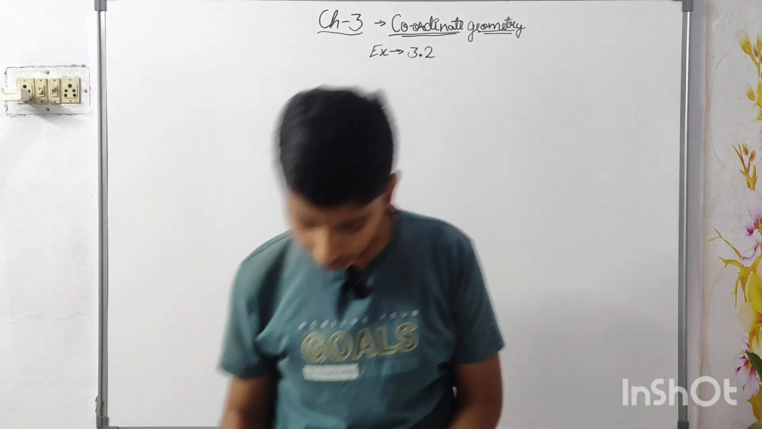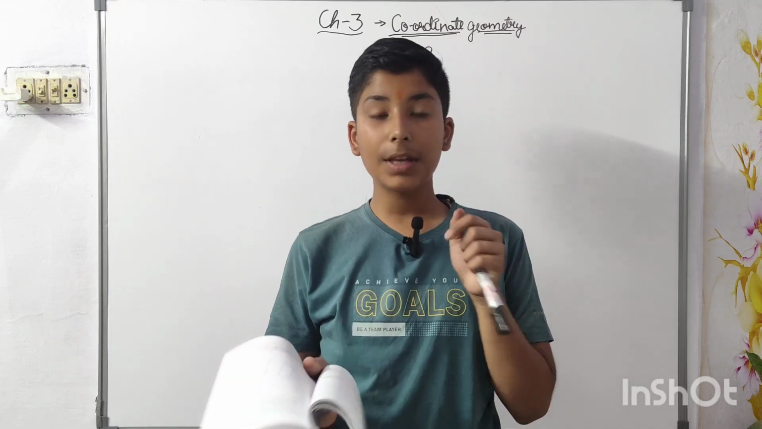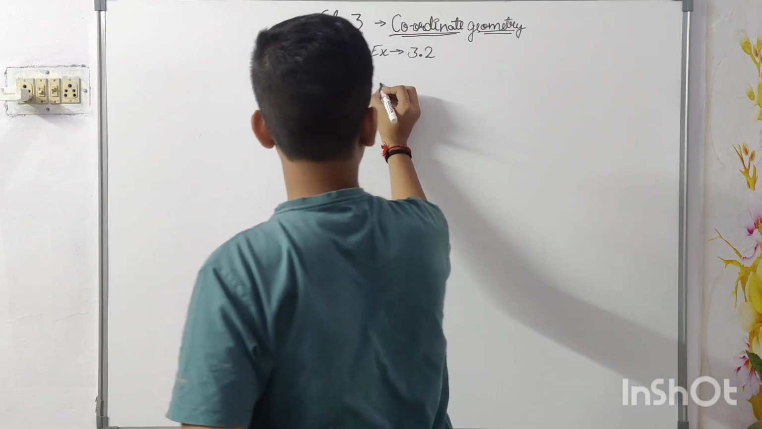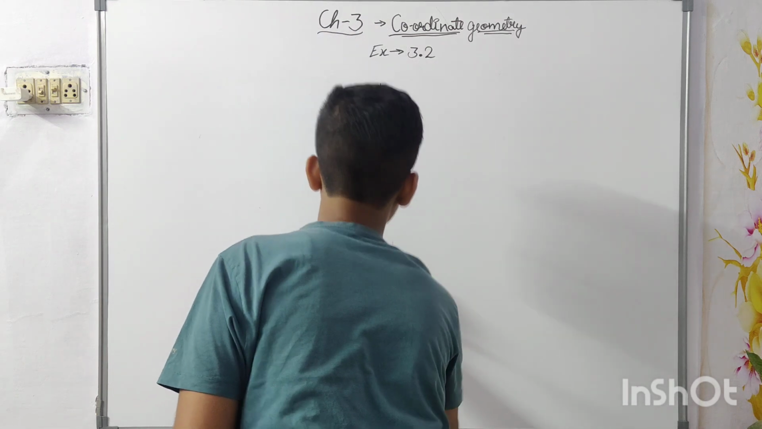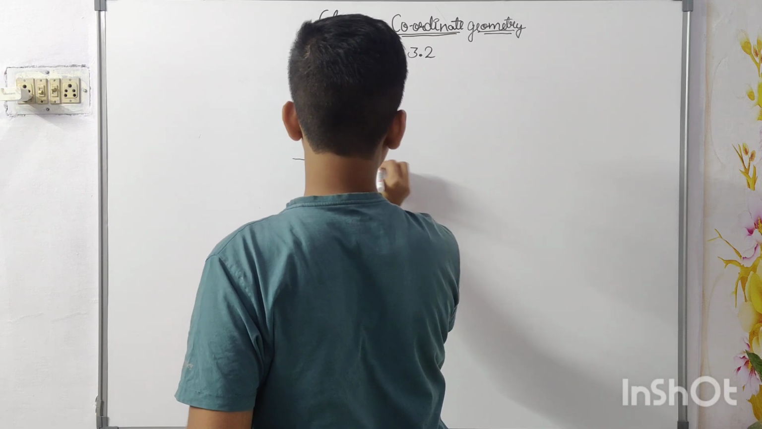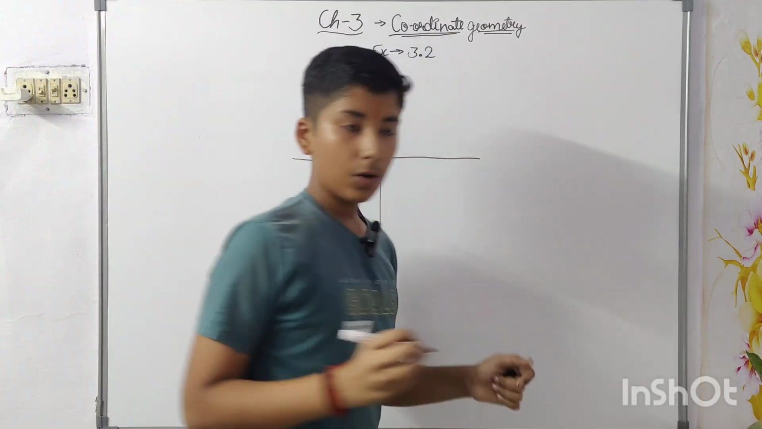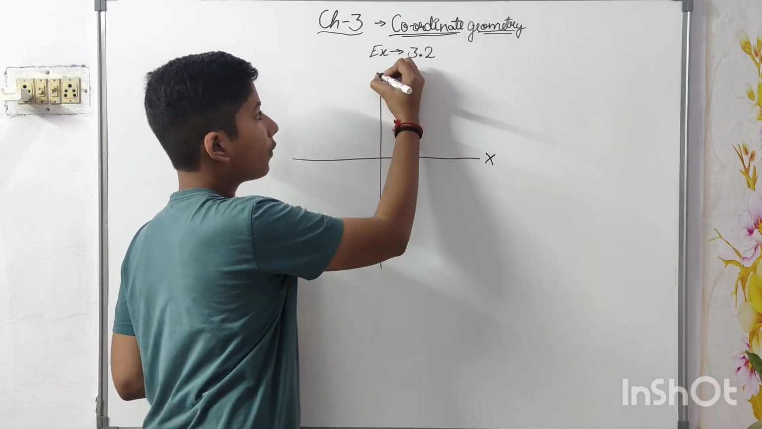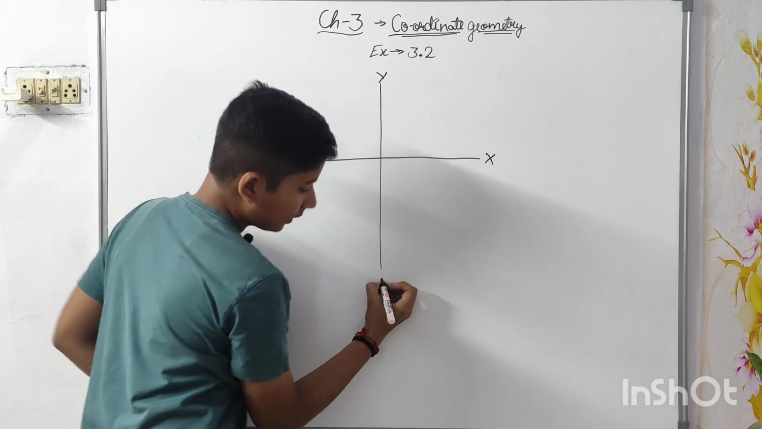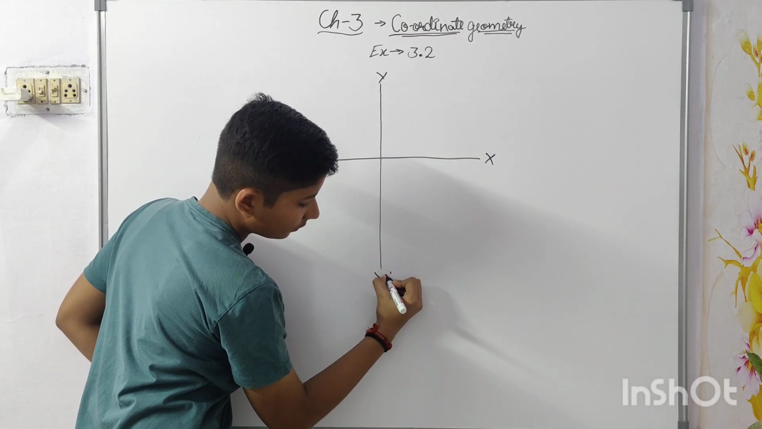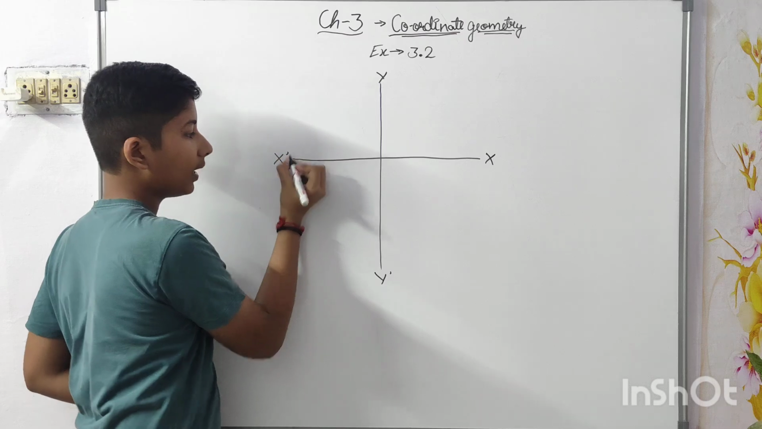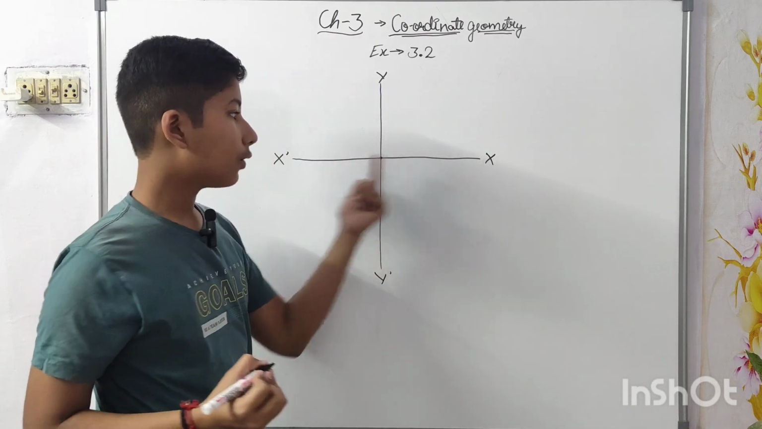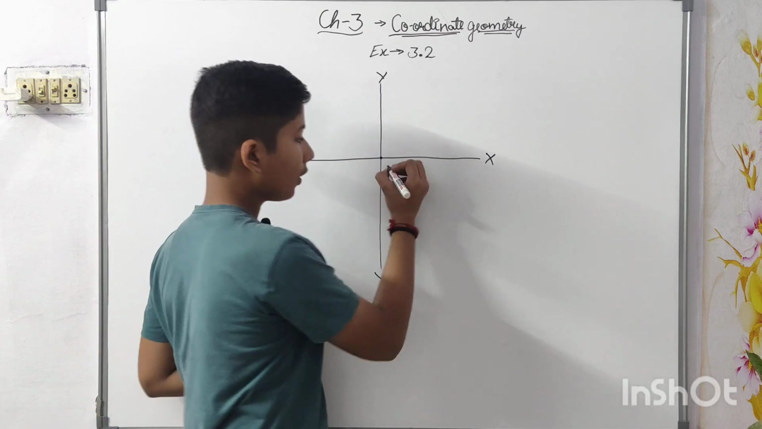Our first question says to answer each of the following questions. So let me make a graph, actually a Cartesian plane. In 8th class we have learned that this is the x-axis and this is the y-axis. This is negative, so this will be y dash. This is also negative, so this will be x dash. The intersection point of these two lines, x-axis and y-axis, is the origin.